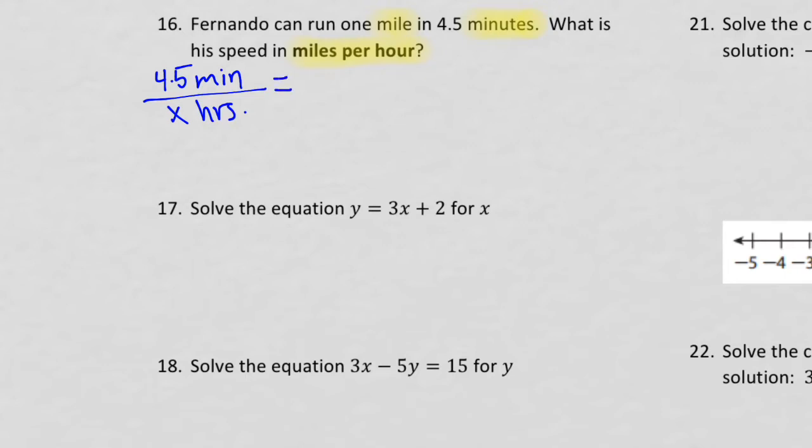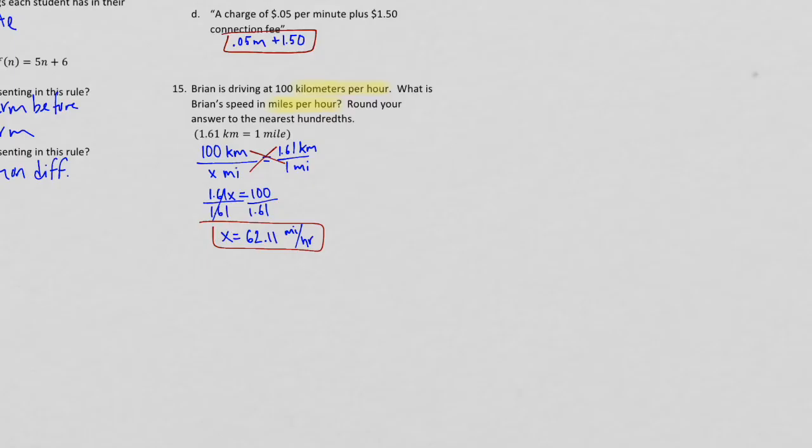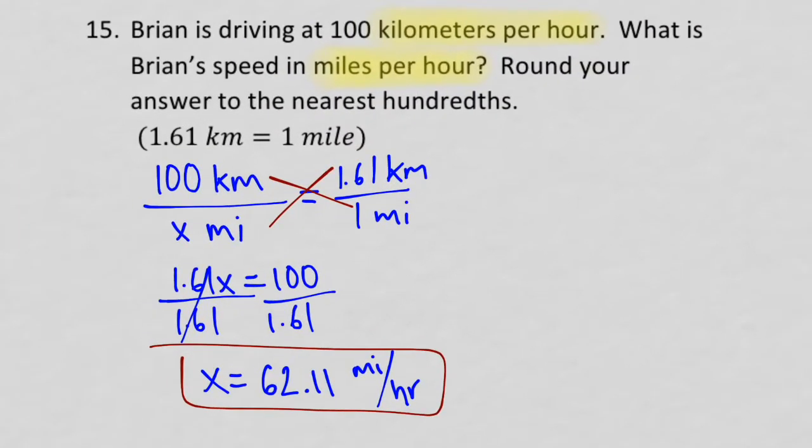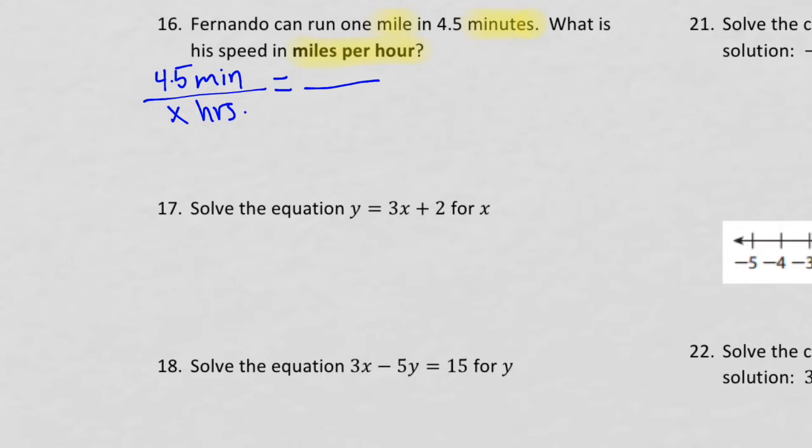Equals, I need to use another ratio here of what I know about minutes and hours, how they relate to each other. In the last problem, number 15, they gave me that 1.16 kilometers is the same as 1 mile. But in this one, they're not telling me, because you should know the connection between minutes and hours. There are 60 minutes in 1 hour. Minutes over hours, same as the original ratio.